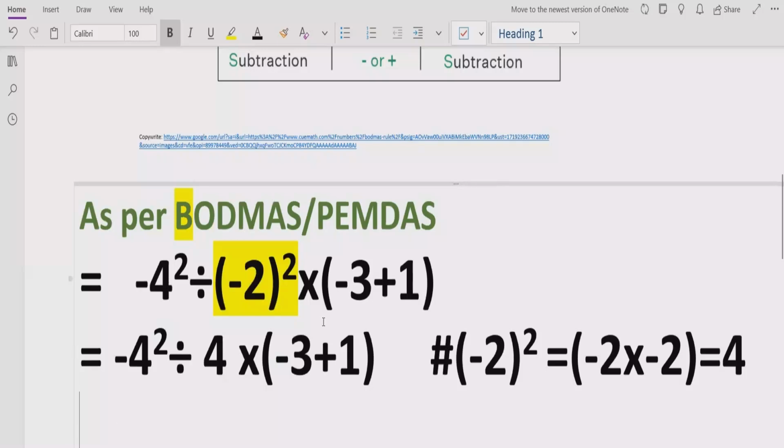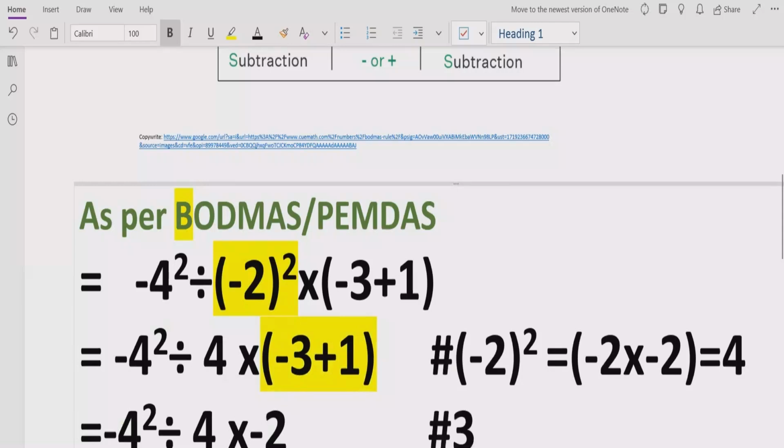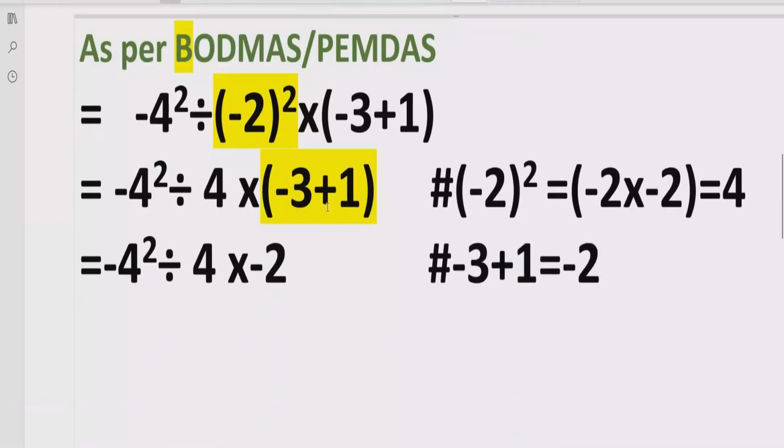Now move forward, we will solve this bracket which is -3 plus 1. So what we will do, we will go here and multiply by -3 plus 1. They are subtracting each other and we get the answer -2. Right? And here we will give the reference: minus 3 plus 1 equals -2. Now move forward, we have solved all the brackets.